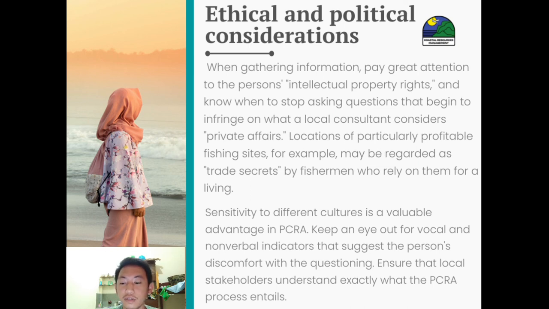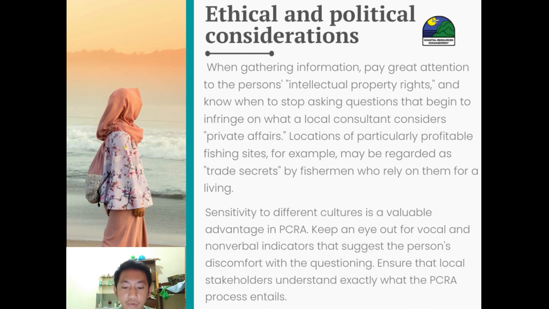Ensure that the local stakeholders understand exactly what the PCRA process entails. Do not set expectations that may or may not be met. If it is not clear that future financing will be available, for example, ensure that the community is made aware of this reality. Be realistic about the potential of PCRA to lead to further management efforts. Strive to avoid misunderstandings regarding the future that can lead to disappointment. Disappointment can make communities skeptical, if not outright critical, of future management efforts.